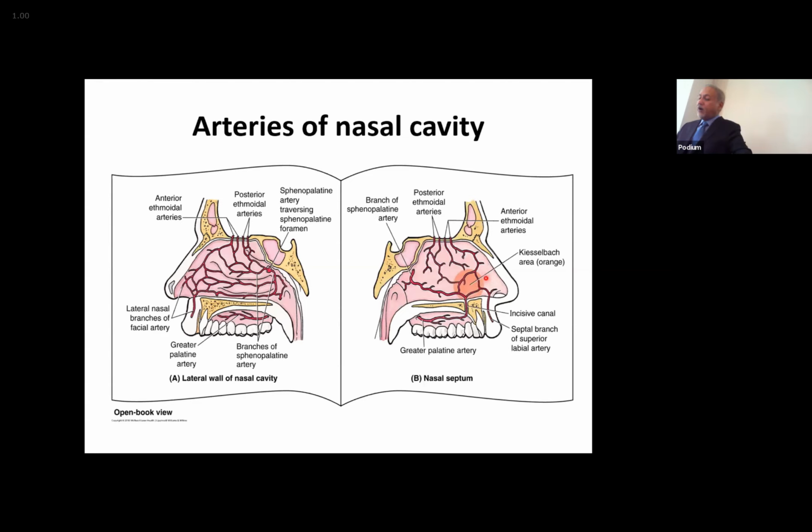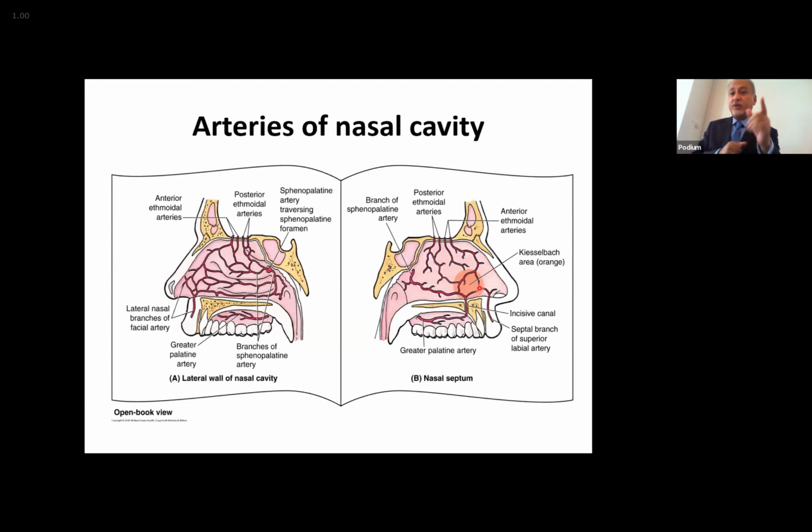Now on the sides of the septum, this area, which is called Kesselbach's area, having a lot of anastomosis. Now where is this anastomosis in terms of the thickness of the wall? This anastomosis is sitting in the submucosa.